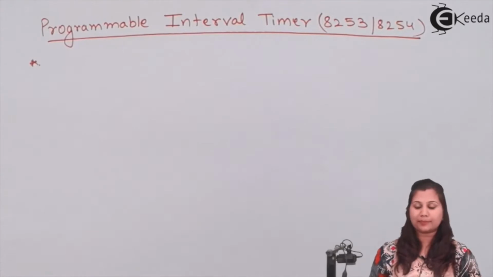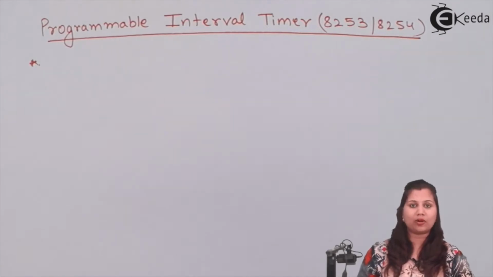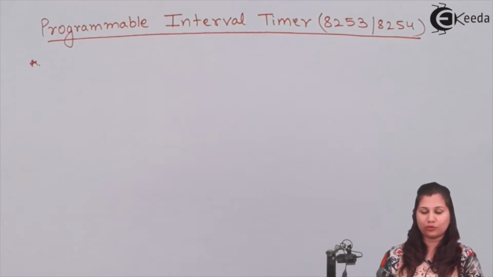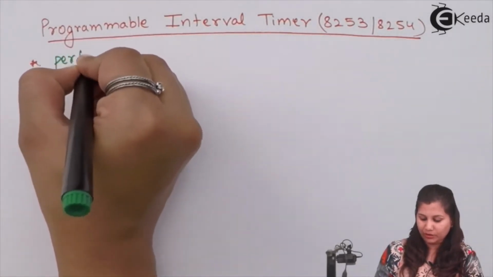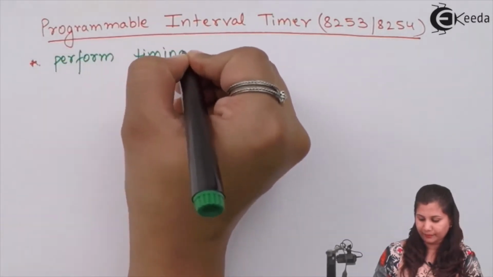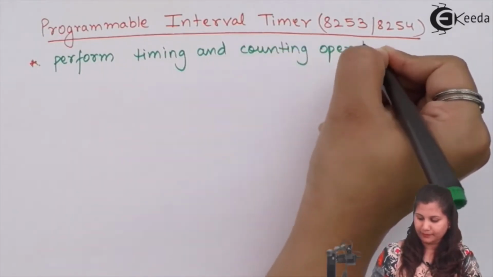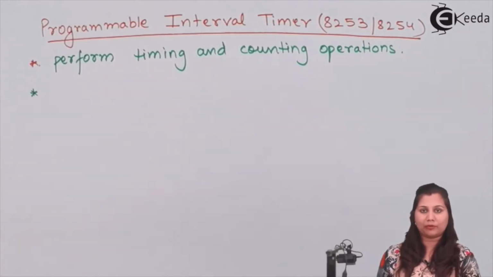We know that this programmable interval timer is used for performing the timing and the counting operations for the microprocessor. So we can write here that it is used to perform the timing and counting operations. And also it can be used to interrupt the microprocessor at certain time intervals.